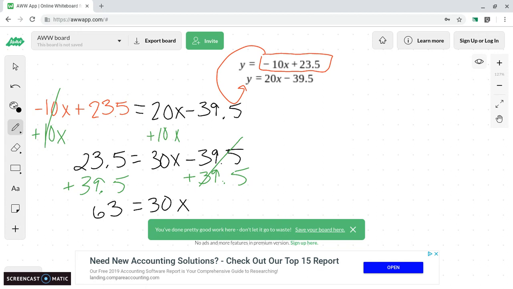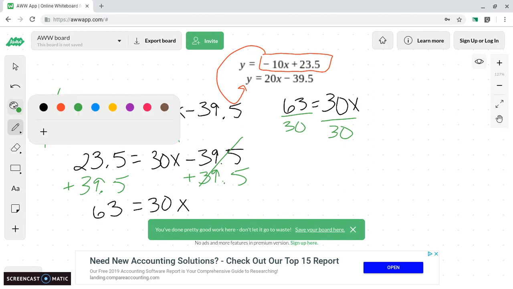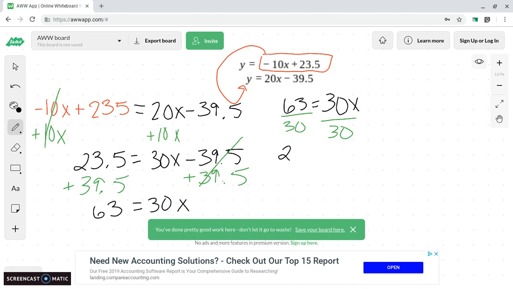Now we can go ahead and solve for x. We want to divide both sides by 30, and we're going to actually do it over here. So we have 63 equals 30x, and we can divide both sides by 30. So 63 divided by 30 gives us a positive 2.1. And so we have our x value. We need to go back in and find our y value.